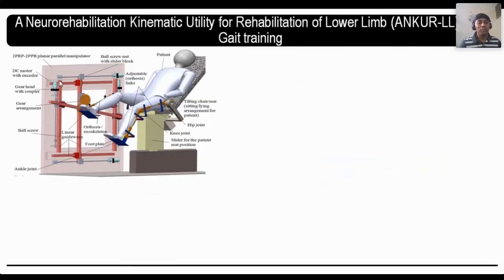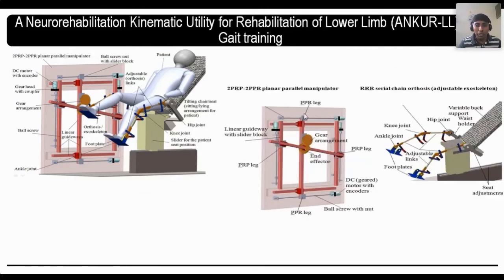Later on, this particular parallel manipulator was used for gait training. This is the system, and you can see the adjustable seat with the passive orthosis has come. So this parallel manipulator will have X, Y, and theta rotation, so that it can be used for the ankle point: X, Y translation and ankle point rotation. That's what we are coming up with.